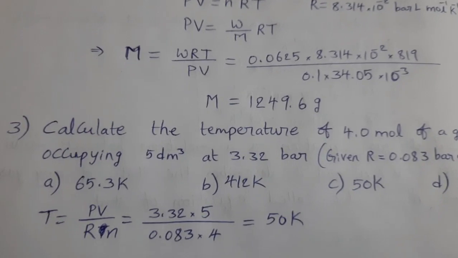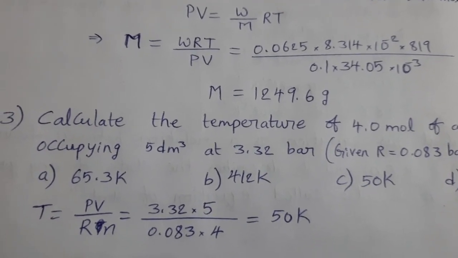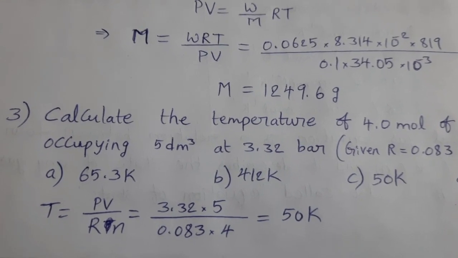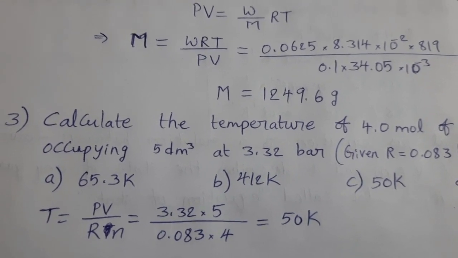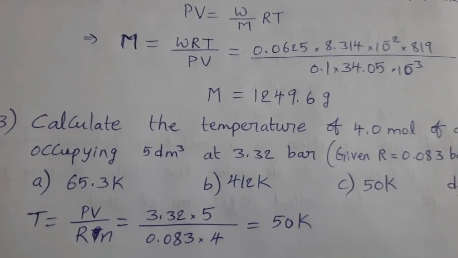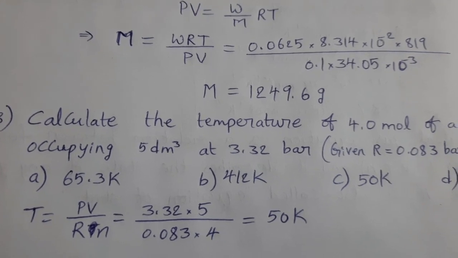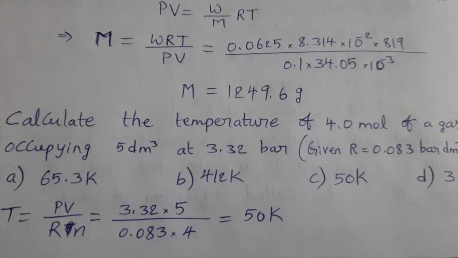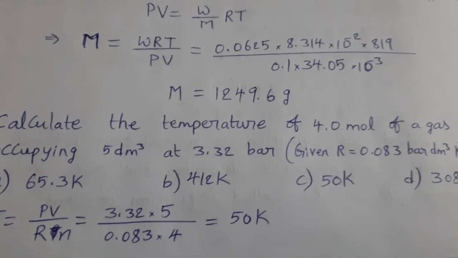Very simple. T equal to PV by nR. Substitute pressure, volume, gas constant R and number of moles, then we can get 50 Kelvin. So option C is the answer. Okay, next.